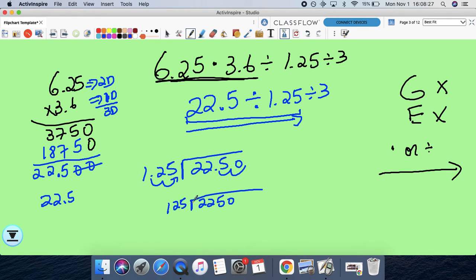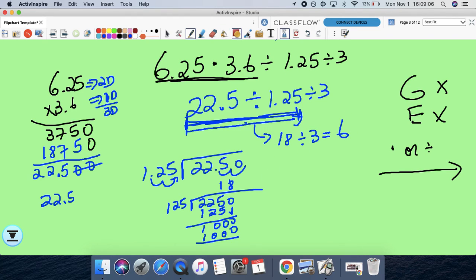So 125 goes into 2, no, to 22, no, to 225. Yes, but 1 time. Subtract, 0, 0, 1, and then bring the 0. 125 goes into 1,000 8 times, which is exactly 1,000. So 2,250 divided by 125 is 18. So this whole thing here becomes 18. Now 18 divided by 3, that's the easy part. And final answer is 6.